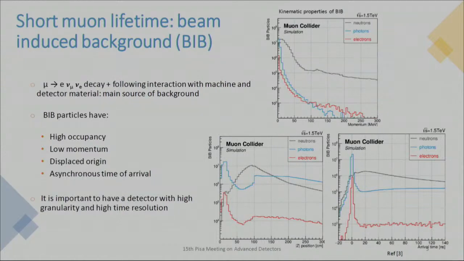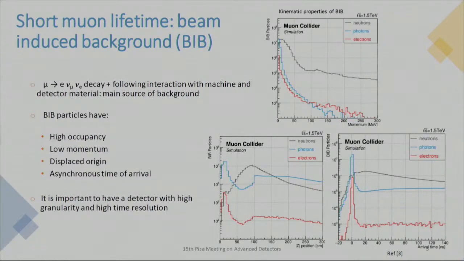So the beam-induced background is due to the decay of the muons of the beam, and in particular to the interaction of the decay products with the machine elements and the detector of the experiment. And this constitutes the main source of background. The main kinematic properties are summarized in these three plots. In general, beam particles have low momentum, a displaced origin with respect to the interaction point, and an asynchronous arrival time to the detector with respect to the bunch crossing. This is, of course, due to the muons decaying before reaching the interaction point.